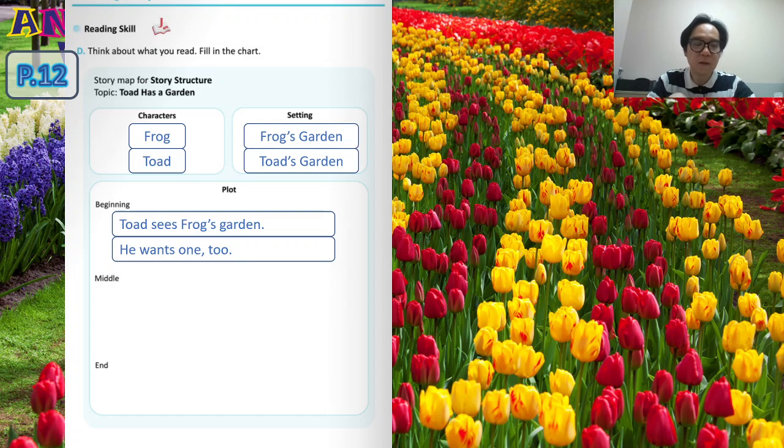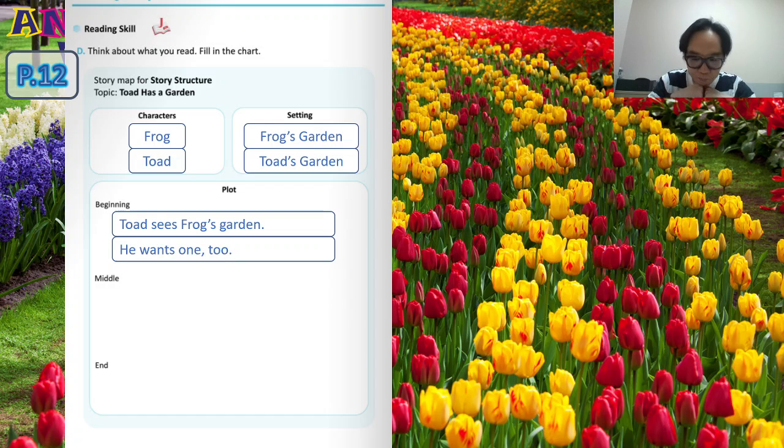Envy. Do you ever envy something someone else has? I do sometimes. When my brother gets a new toy, I always want one too, so I feel envy. But if you let your envy get too big, it's not a good thing. Well, Toad feels some envy for Frog's garden.